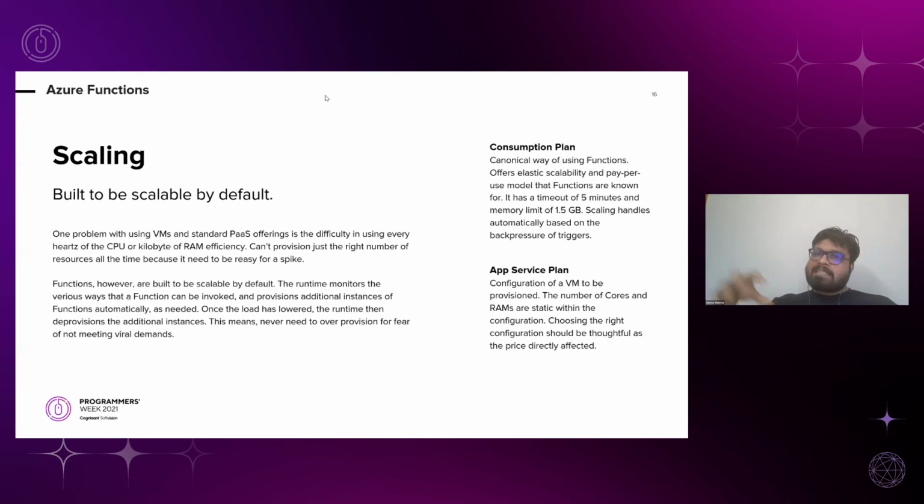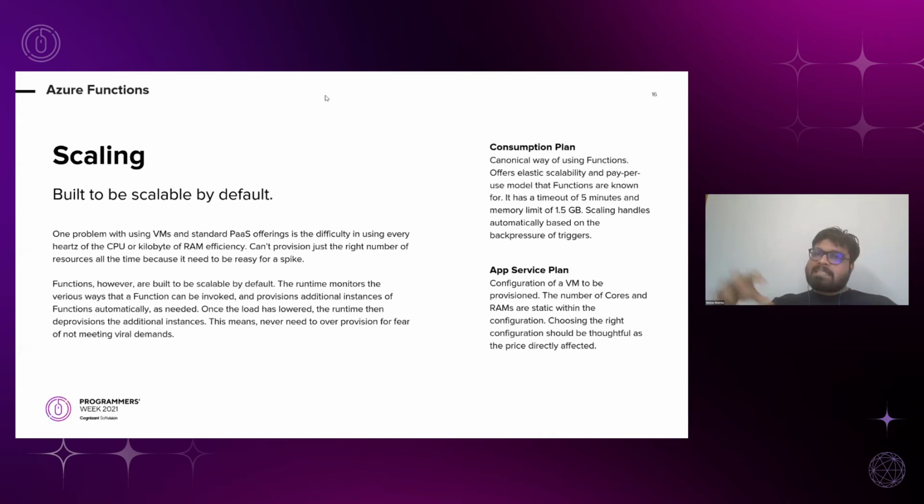On the right side, you can see the hosting plans. There are two types of plans available in Azure: the consumption plan and the app service plan. The consumption plan is the default plan in Azure, which is pay as you go, as I said, and scalability is handled automatically by Azure itself. With the consumption plan, we don't have to worry about infra or anything; it is handled automatically by Azure Functions and the Azure infra.